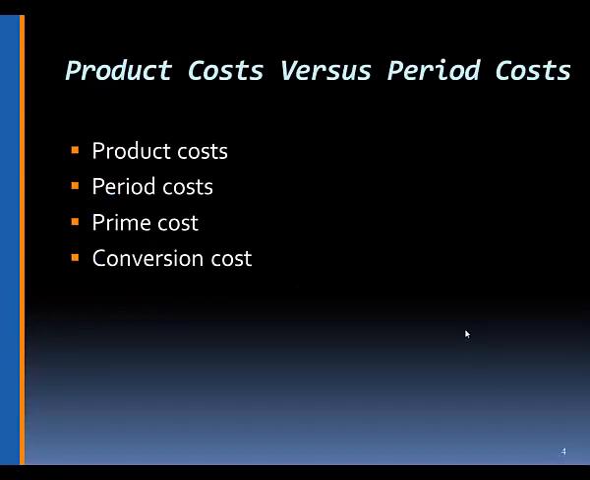So now let's talk in terms of product costs and period costs. Product cost is synonymous with manufacturing cost. Period costs are synonymous with SG&A. The reason for that is the product cost is inventoried. The period cost is charged off in the period in which it is incurred. Then we have another couple of terms: prime cost and conversion cost.